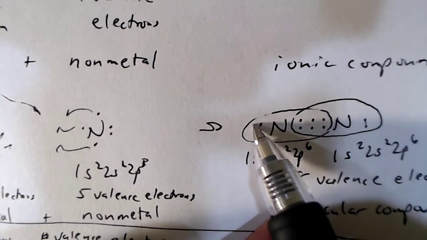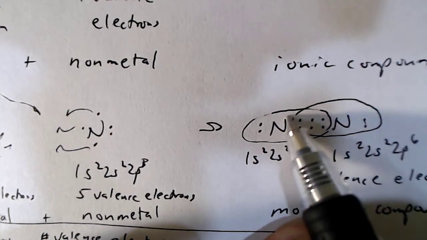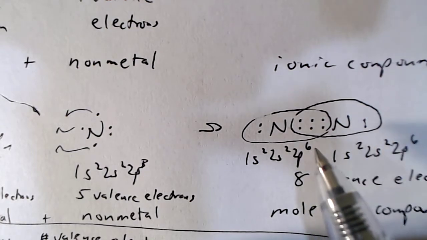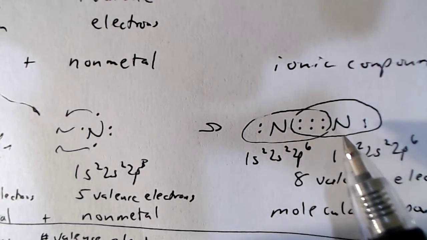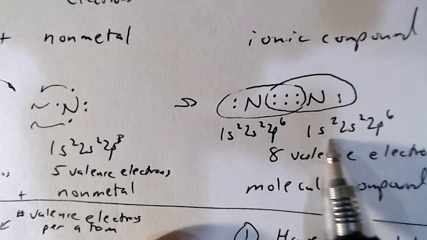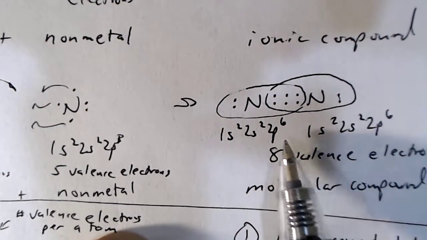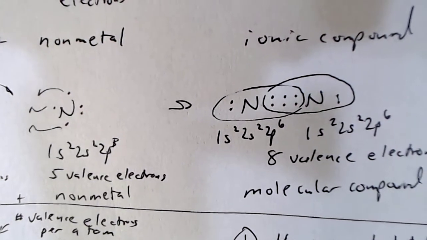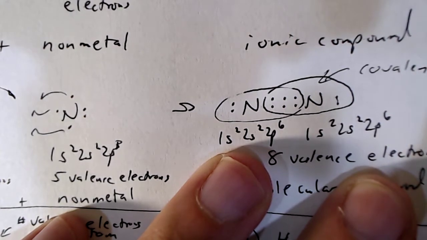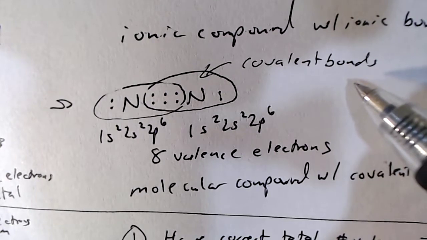So you can now see that the nitrogen on the left has 8 valence electrons around it, and the nitrogen on the right also has 8 valence electrons around it. These are all now going to be much more stable. It's nice to have 8 valence electrons, the same as the nearest noble gas, neon. Here, principal energy level 2 is totally full, 2s2, 2p6, which is stabilizing. So you'll find that there are covalent bonds in molecules.